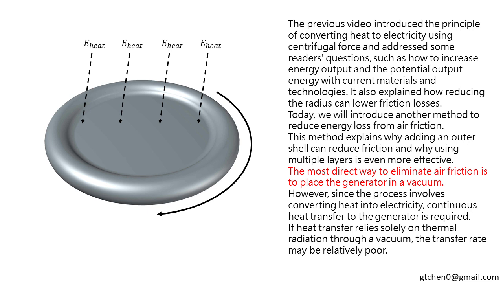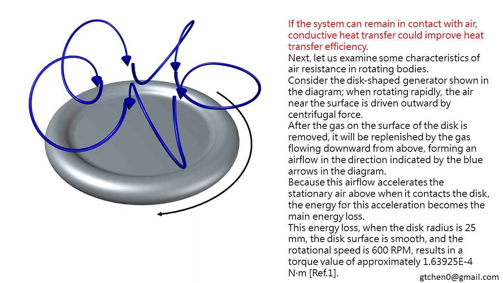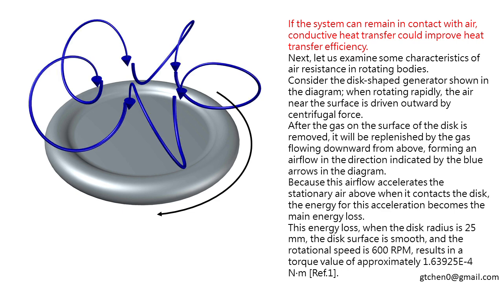The most direct way to eliminate air friction is to place the generator in a vacuum. Since the process involves converting heat into electricity, continuous heat transfer to the generator is required. If heat transfer relies solely on thermal radiation through a vacuum, the transfer rate may be relatively poor. If the system can remain in contact with air, conductive heat transfer could improve heat transfer efficiency.